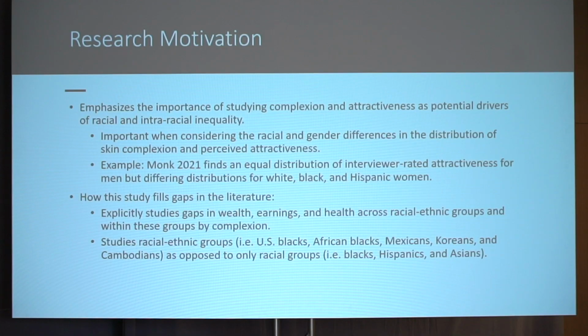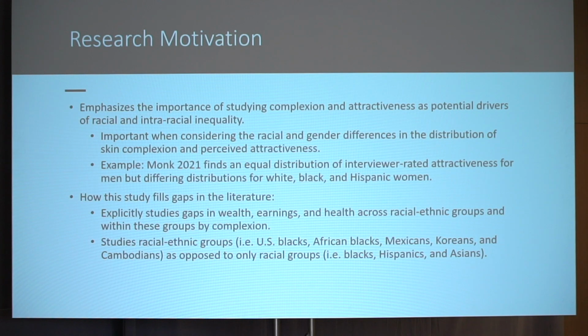And so you want to think about how this differing distribution can also potentially contribute to differences in racial and interracial inequality. So what we're going to do here is, like I said earlier, explicitly study these gaps in wealth, earnings, and health across all of the racial ethnic groups in our face-to-face sample, and we're also going to study these gaps within race by complexion groups. I'll tell you how we're going to do it later when we get to the methodology.